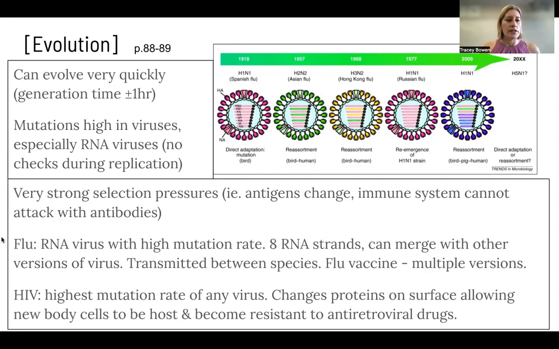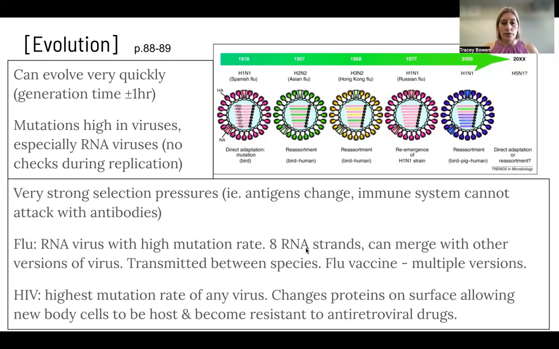So in the case of the flu virus, the RNA virus, this has a very high mutation rate. It has 8 RNA strands, and they can merge with other versions of the virus, and it can be transmitted between species. So when you're getting a flu vaccine, it typically has multiple versions of different strains of flu, like H1N1 versus H3N2. So these are all different strains of flu virus. Some of those are bird flu, some of those are swine flu, and then some of those are human flus. And flu viruses can also be zoonotic.